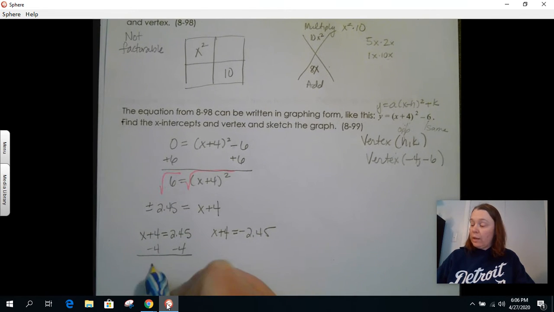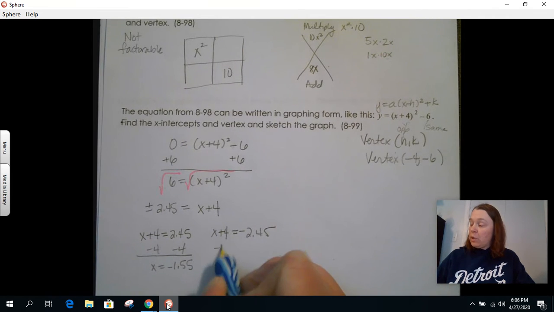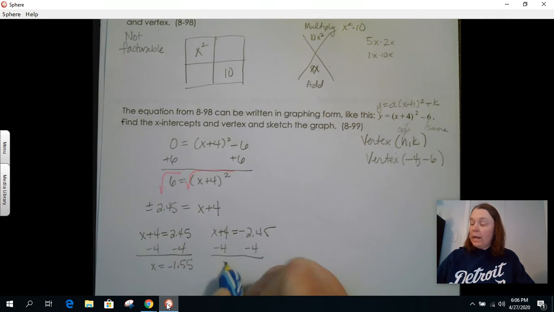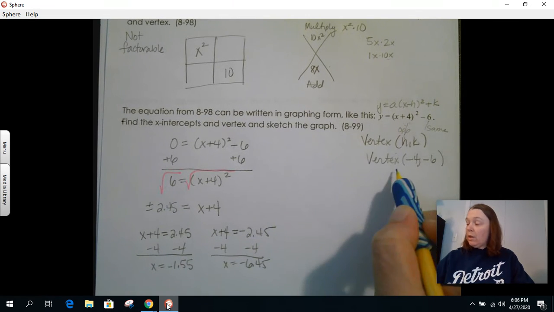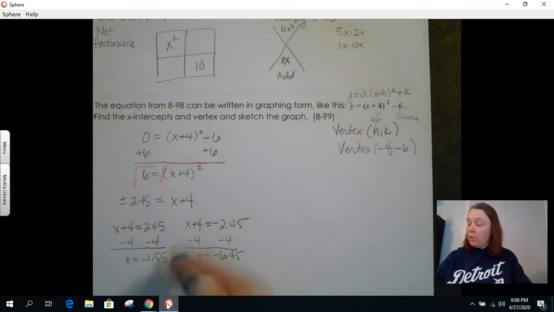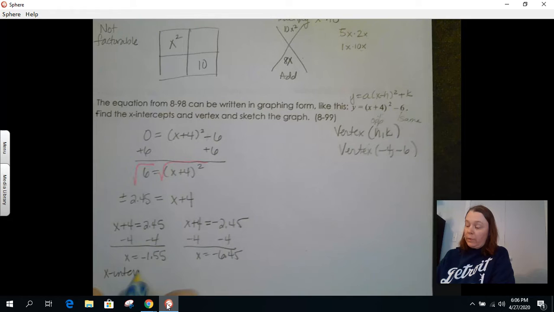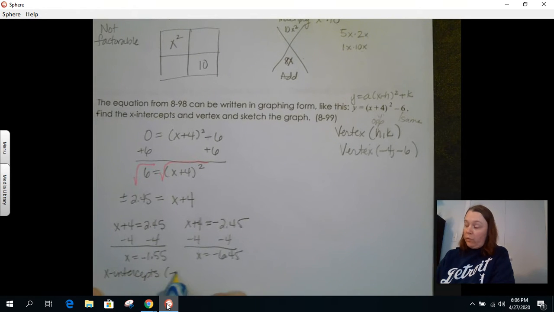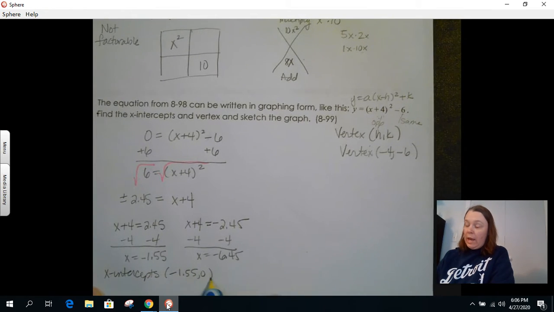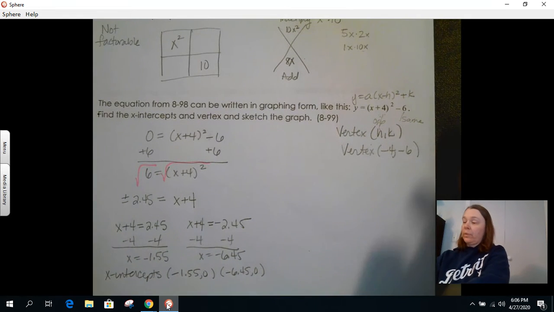Here I would subtract the 4 and get negative 1.55, and here I would subtract the 4 and get negative 6.45. I set up earlier that my vertex was at -4, -6. Now I also know that my x-intercepts are at -1.55 and -6.45. Then we want to sketch the graph.